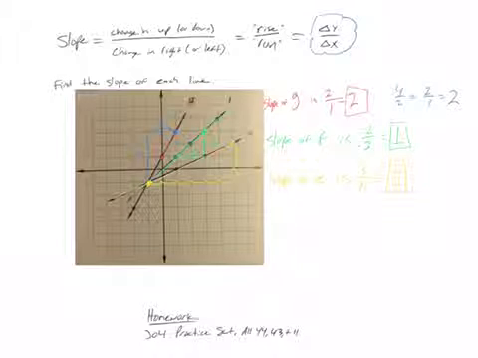So you can kind of see how these numbers get progressively bigger, the steeper the line. If you had a slope of something like 10, it's going to be way steeper than something that's a slope of 1. So the bigger the number, the steeper the slope. Alright.